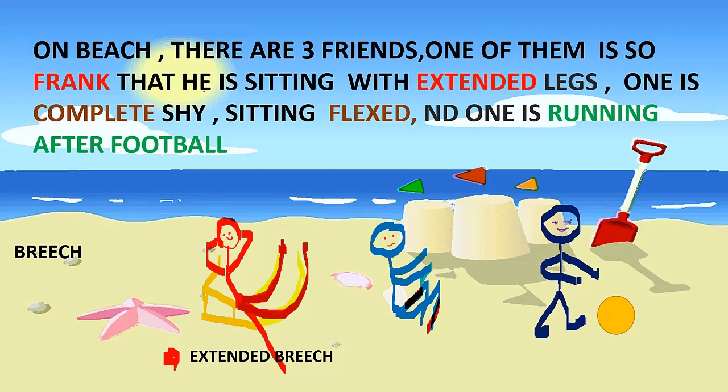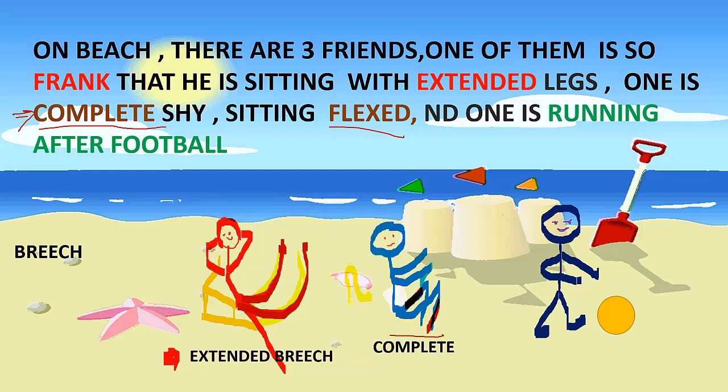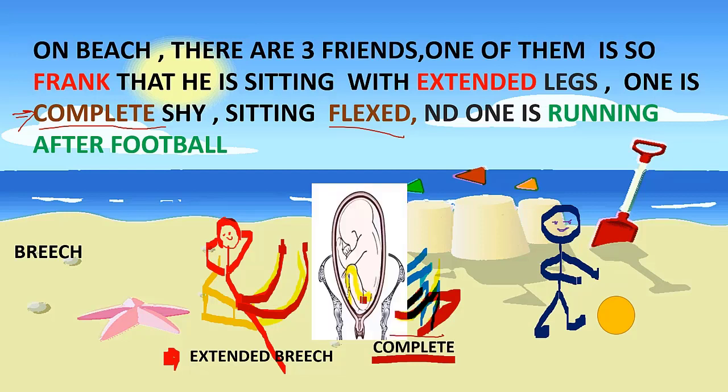Now, the other friend is completely shy, sitting flexed. When you are shy, you have a posture like this. So here the word complete means the other type of breech presentation is a complete presentation. In complete breech presentation, the hip joint is flexed and the knee joint is also flexed, right? If I draw a line on this, it looks like C. So C means complete breech, in which there is a flexion of thigh and there is a flexion of leg.